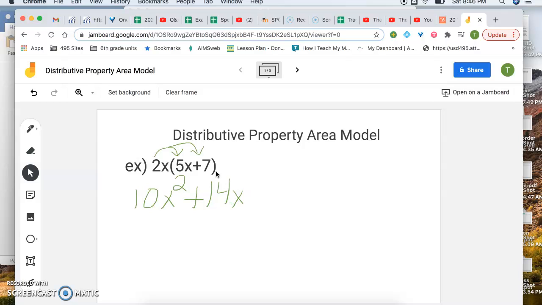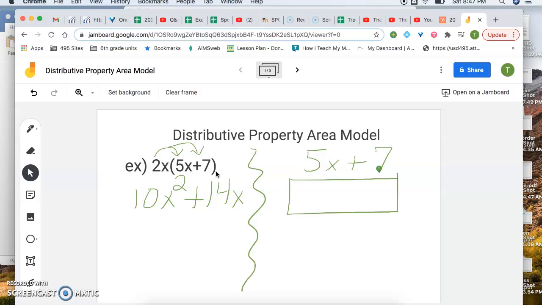So if I do the same problem again here, what we want to do is basically build some kind of rectangles. And we're going to split this up. So on the top here, I'm going to put my 5x plus 7. Okay, and I'm going to split that right there where the new term is, that positive 7. Then here on the outside, I'm going to have my 2x.